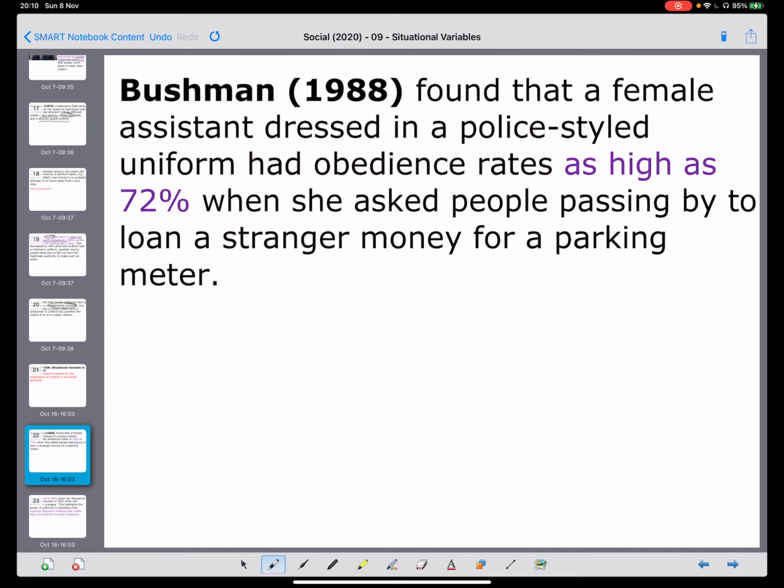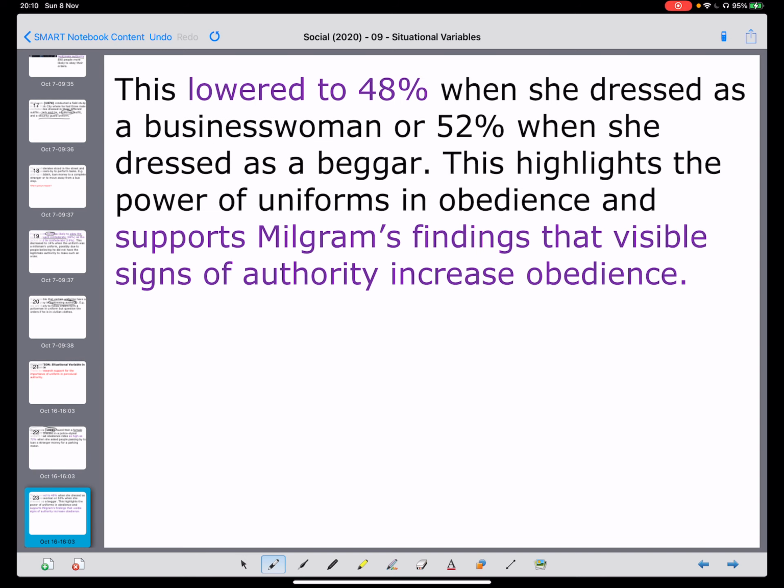We can turn to another bit of evidence by Bushman. What I like about this particular research is that it tries to find out whether a female authority figure could also command obedience, potentially based on uniform. We see that when the confederate had a police style uniform, she had very high obedience, 72%, when asking a stranger for money. This dramatically dropped when she wore a business suit. However, quite interestingly, when she was dressed as a beggar, she got more people helping her. And I suppose that has something to do with sympathy.